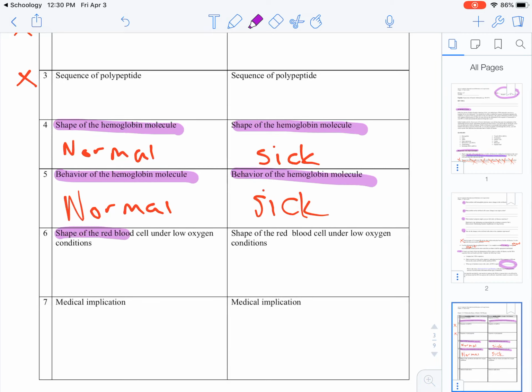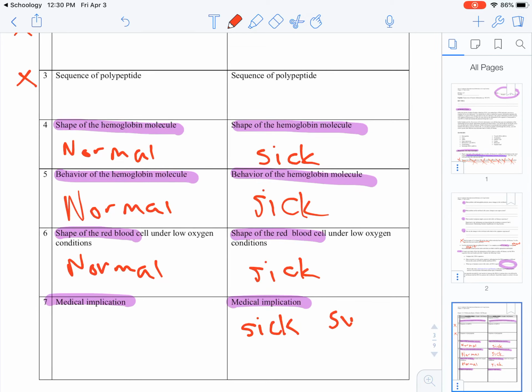All right, same thing here. You're going to look at the shape of the red blood cells. What does it look like in a normal person? What does it look like in a sick person? And then what is the consequence of that? So people with sickle cell disease, they are sick. Why are they sick? What are the symptoms? What are the symptoms of having sickle cell anemia? So what are those symptoms?